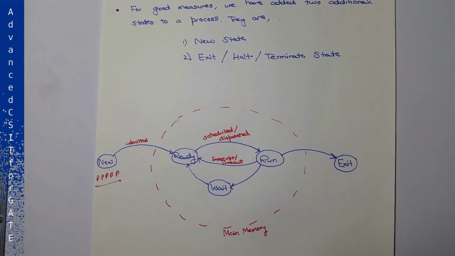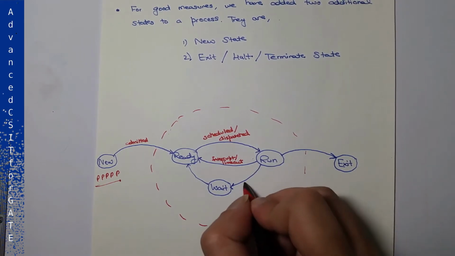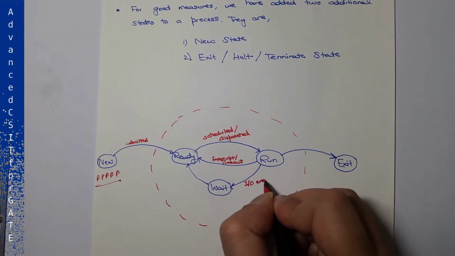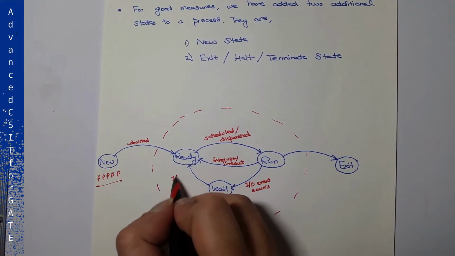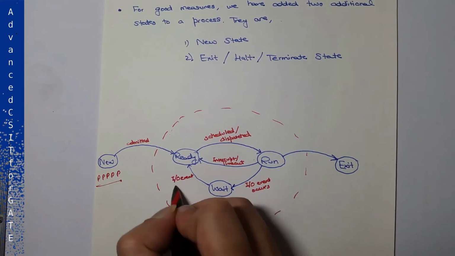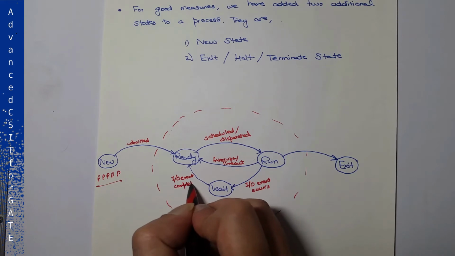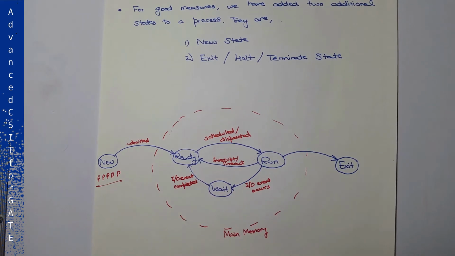From running to waiting, as I said before, waiting is for input output. So if an input output event occurs, they will go from running state to waiting state, and when the input output event is completed, they'll go from waiting state to ready state. When the process is completed, it will go to exit state.